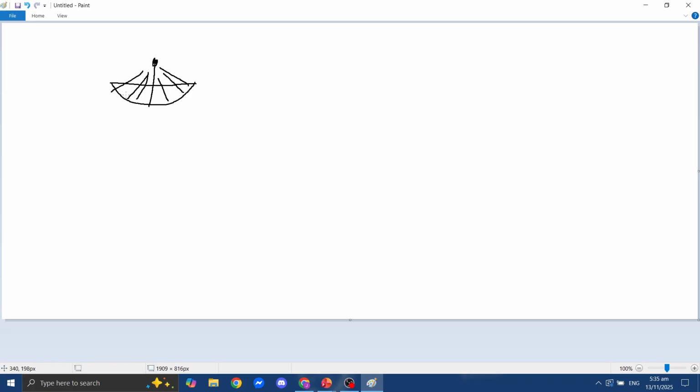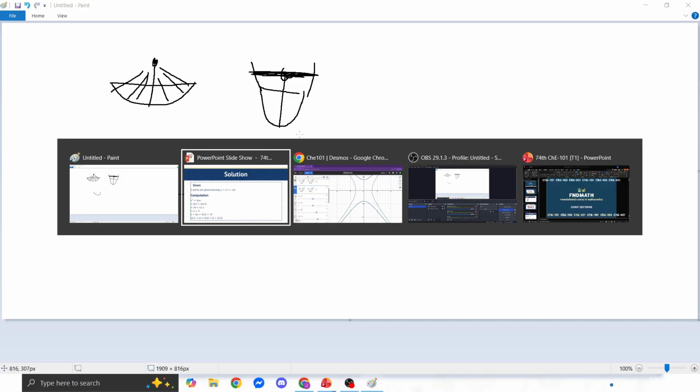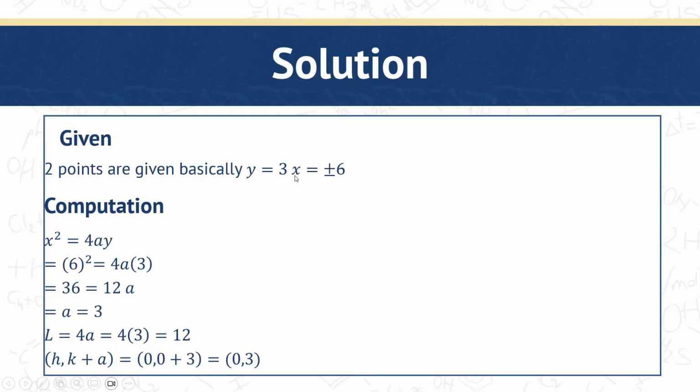So here, we're gonna be looking for the equation of how it became this U shape, and try to look for the focus and the length of the latus rectum. So like if the satellite were to continuously go up, what's the length before it touches the sides, right? So 2 points are given, and that is y equals 3 and x equals plus minus 6.